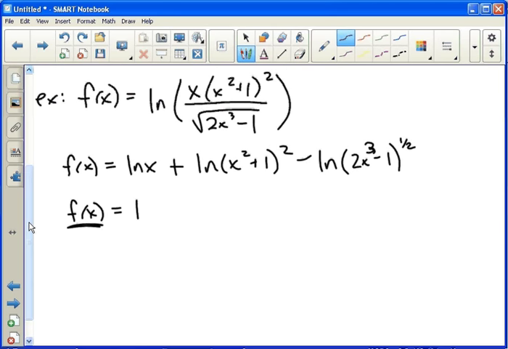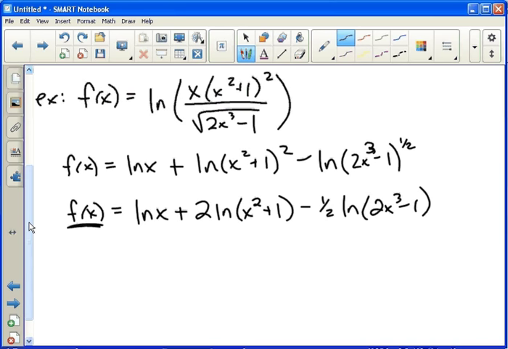And now, because I've rewritten it with the properties, I don't have to do any product, quotient, or chain rule at all. So now I can take the derivative, and I do the derivative of the inside over the inside, plus 2 times the derivative of the inside over the inside, minus 1/2 times the derivative of the inside over the inside.